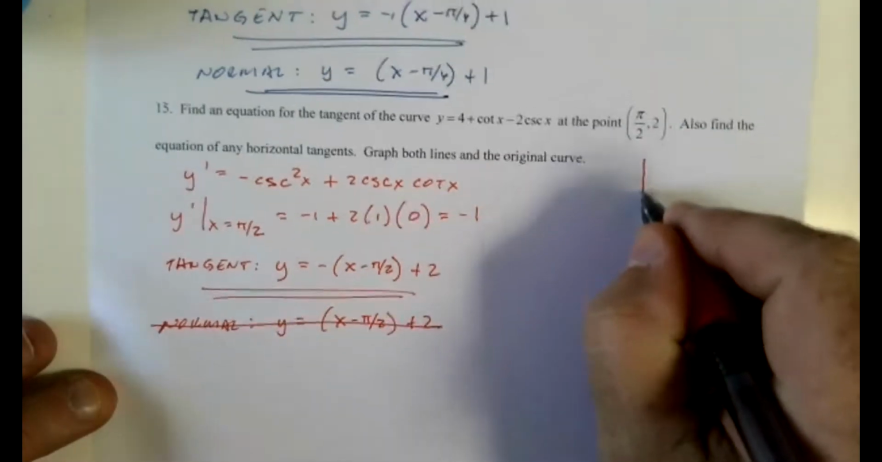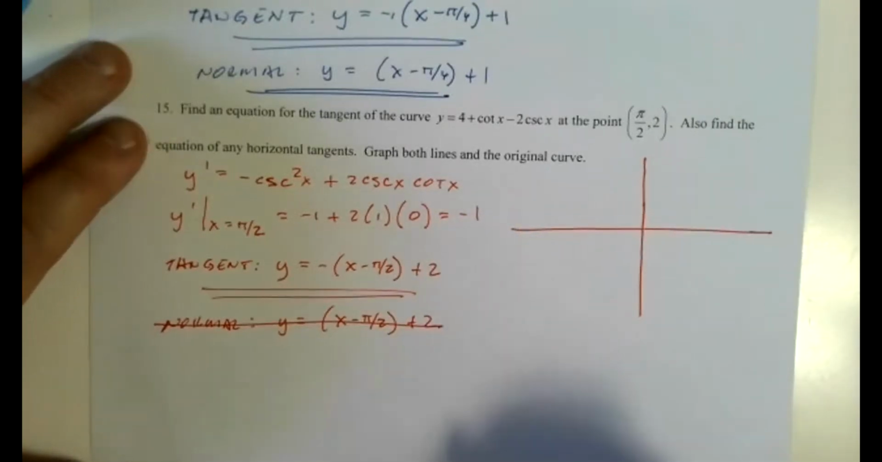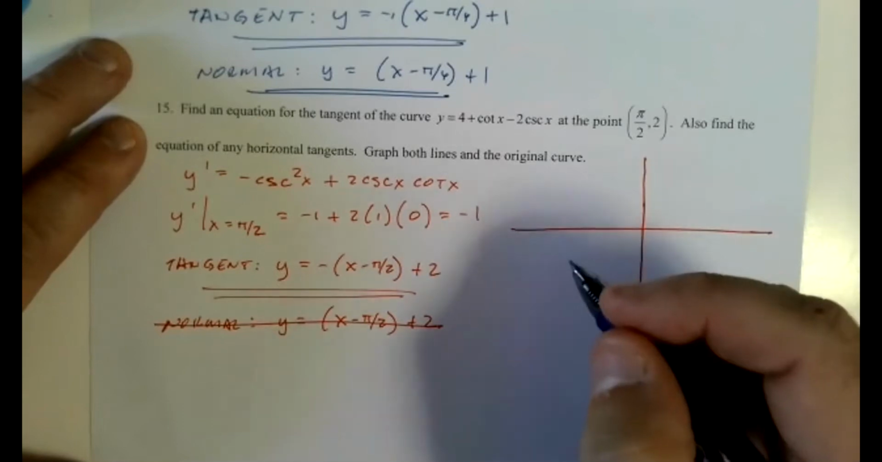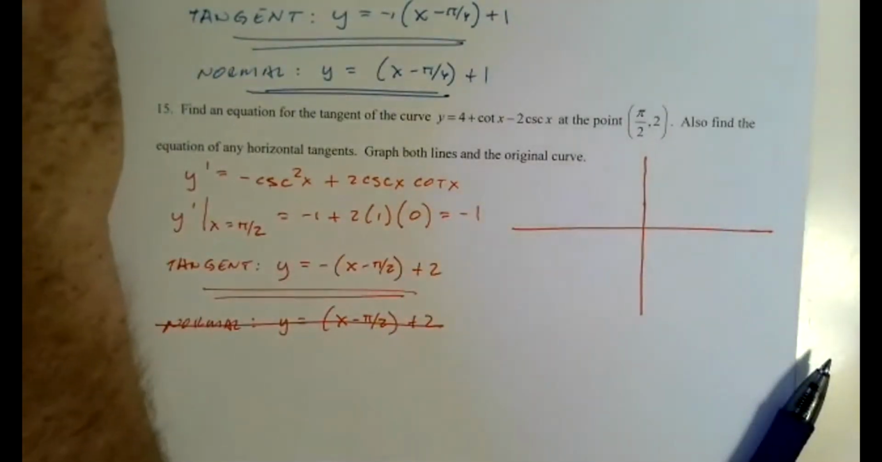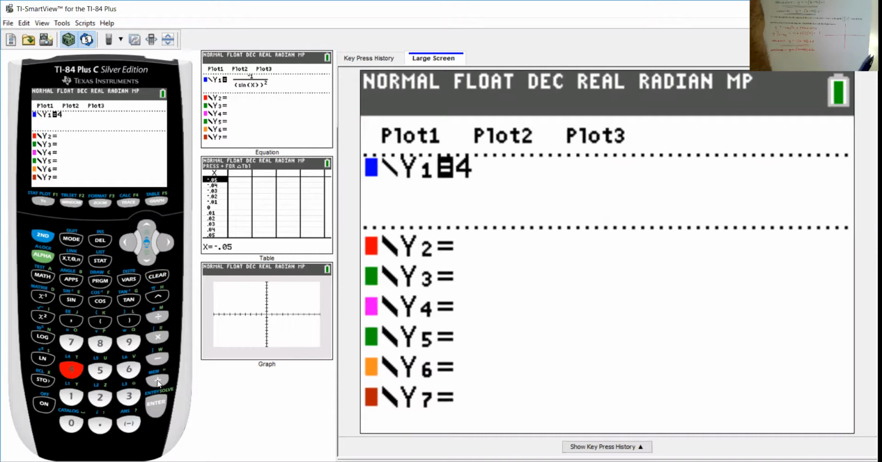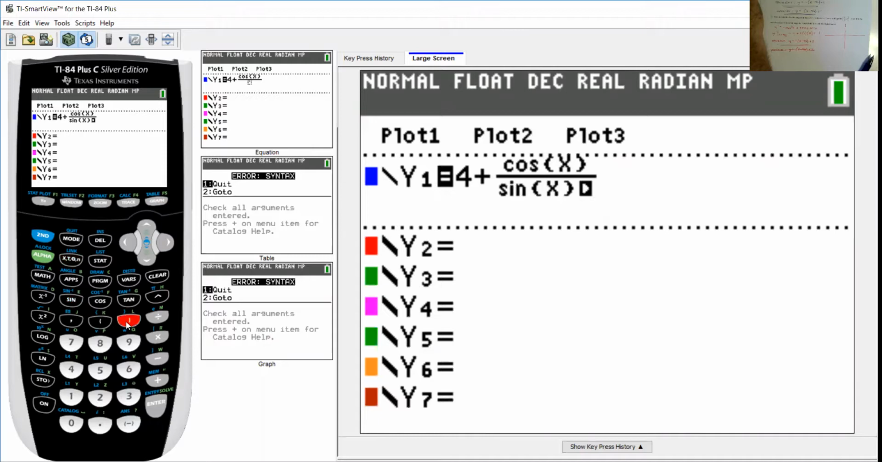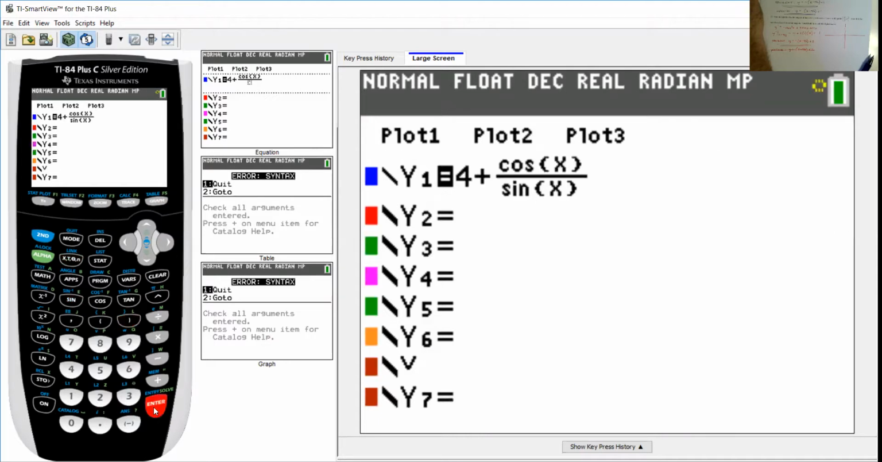You know what I'm going to do is pull this. This one's a little tough. This is a more typical math problem too. You actually have to sit down and really work at it. Not just, oh yeah, that's easy. Take some time. Four plus, probably easiest to do this with a fraction. Cotangent, cosine of x, sine of x. That was dumb.